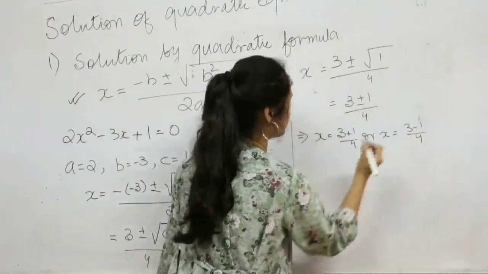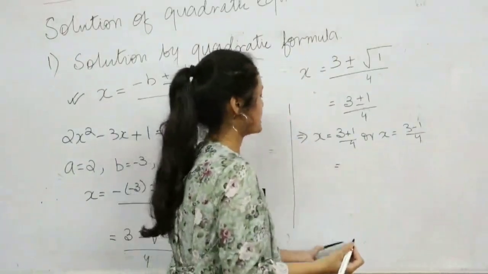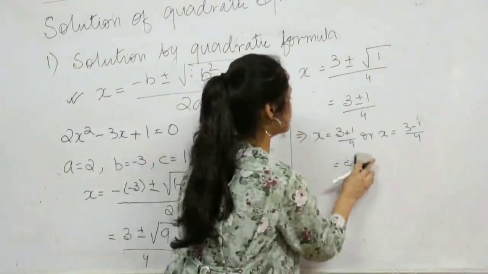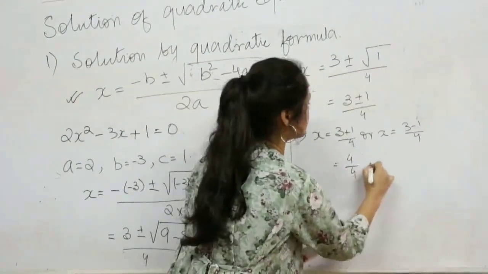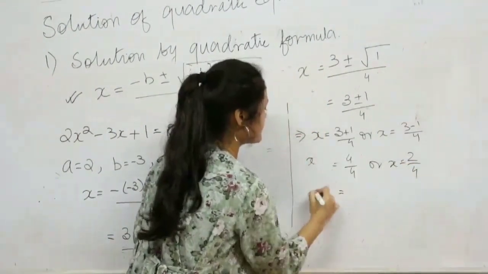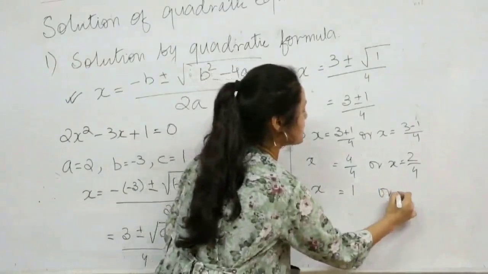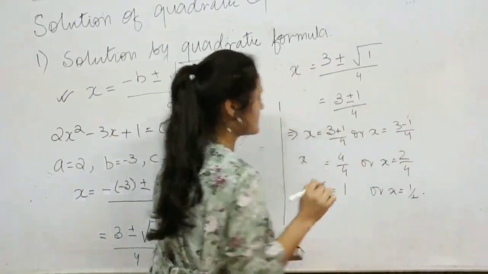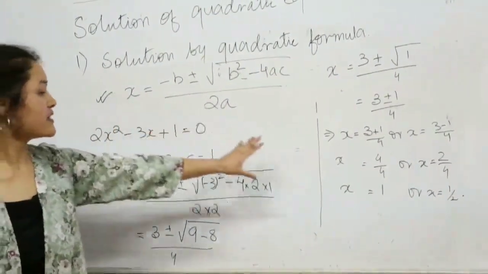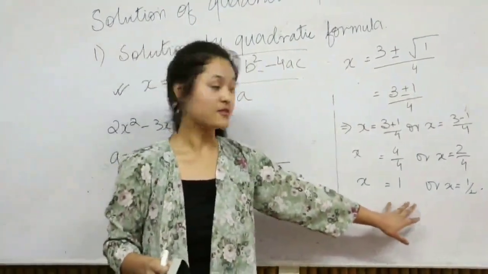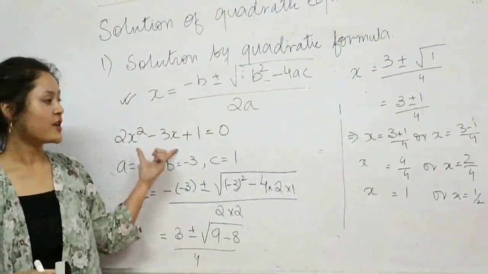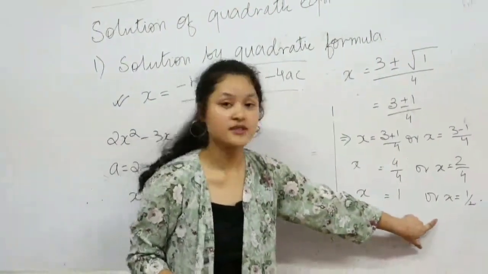We have reached the same stage that we did in the second method. This one is just 4 by 4, and this is 2 by 4. So x is 1 or x is equal to half. We have done 3 methods and we arrive at the same solution, x equal to 1 and x equal to half. In all the 3 methods for this equation, we get these two solutions.